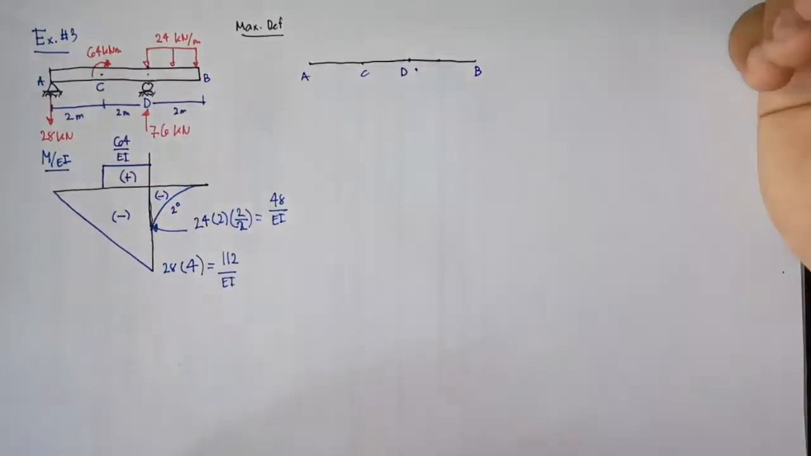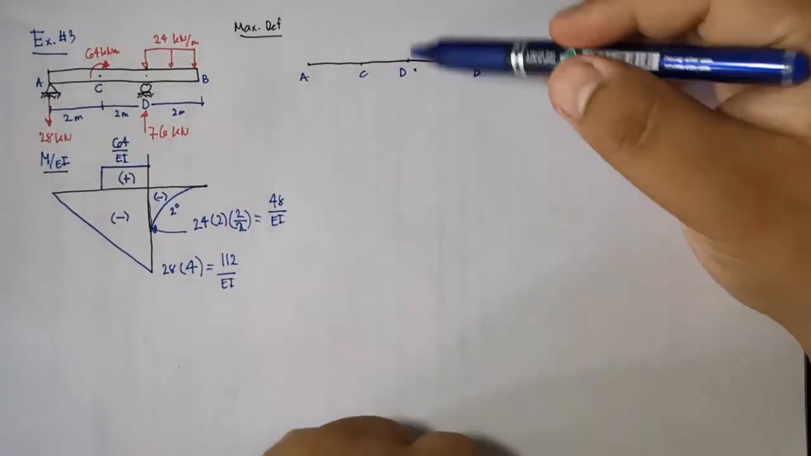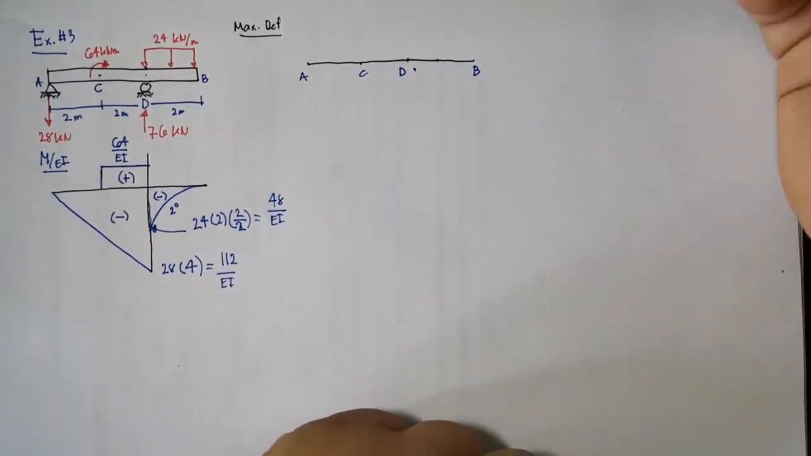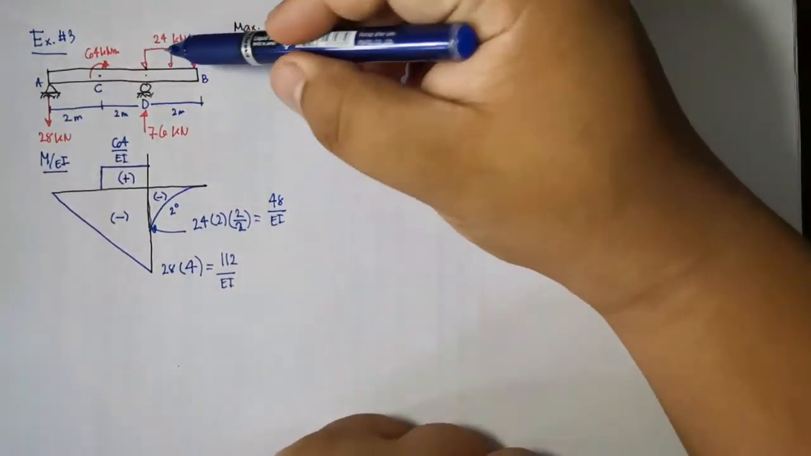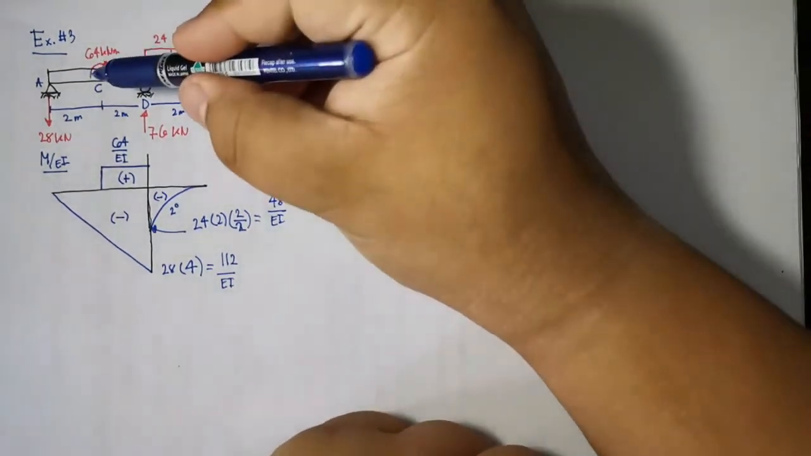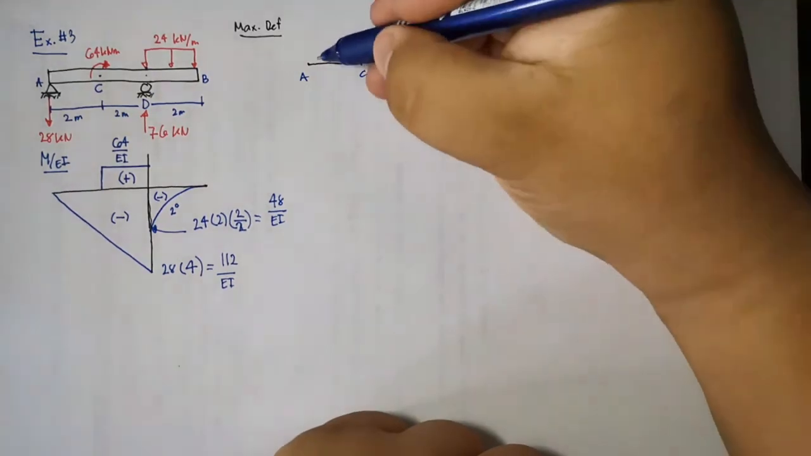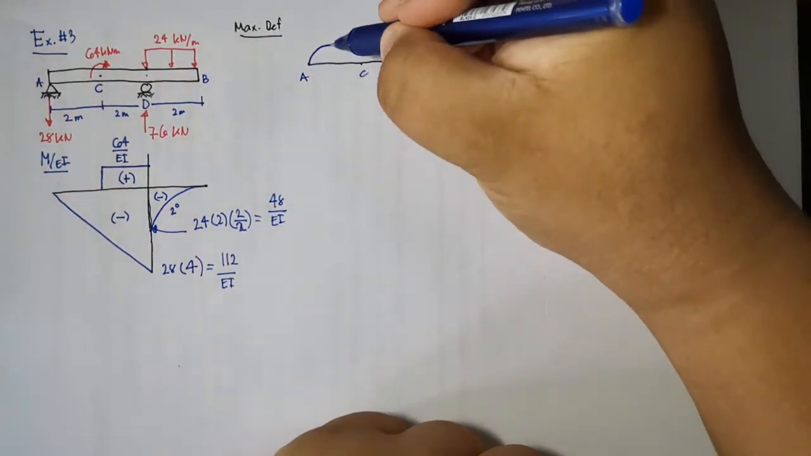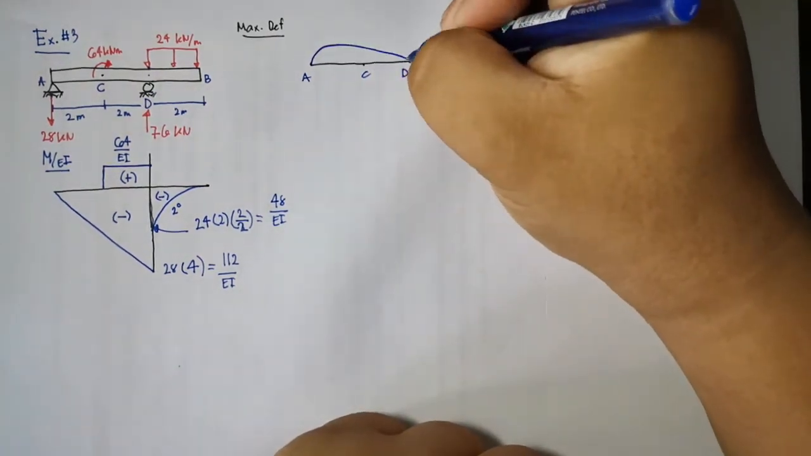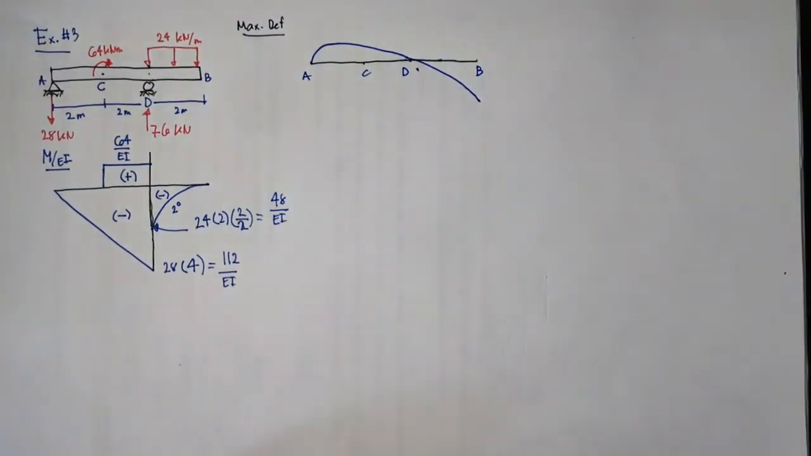Since A and D are a pin and a roller, they should not deflect there. There is no vertical displacement, but there is an angle. Since the distributed load is downward, the moment goes down, so we can assume the curve to be like this. It should be 0 at D, then continuously curve until it goes down. This is just approximate, okay?